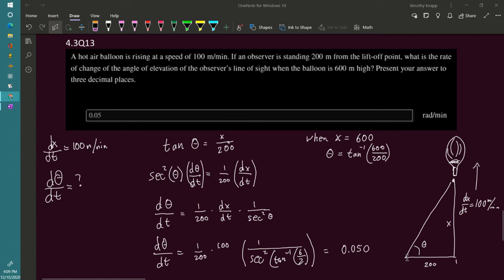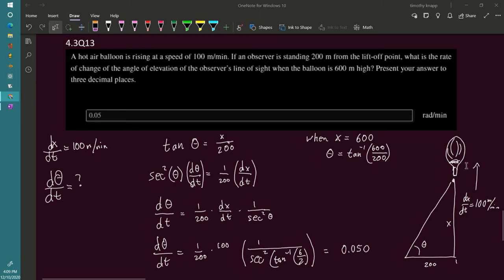Okay, so they're giving you a lot of stuff here. This is 200. This over here is x, which is constantly changing. And they ask us again to focus when x is 600, okay? And they're also telling us that the dx dt is 100. And I'm making that positive because it's growing, all right? The question is what's the rate of change of this angle of elevation here?